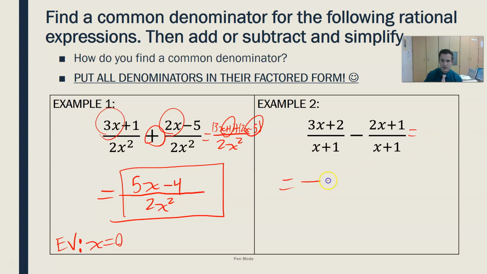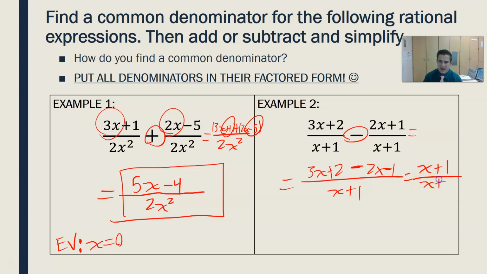I'm going to leave the bottom as is, which is x plus 1. Then the top I have 3x plus 2 minus 2x plus 1. So now we're going to reflect a little bit back to when we were adding and subtracting polynomials. Remember that this subtraction sign, if I want to get rid of these parentheses, is going to change both of these signs to a negative 2x minus 1. So now 3x and negative 2x just makes x. 2 minus 1 equals a positive 1. So I get x plus 1 divided by x plus 1.